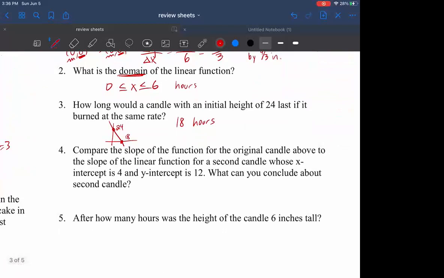Compare the slope of the function for the original candle above to the slope of the linear function for a second candle, whose x-intercept is 4 and y-intercept is 12. So let's talk about that. X-intercept of (4, 0). Y-intercept of (0, 12).